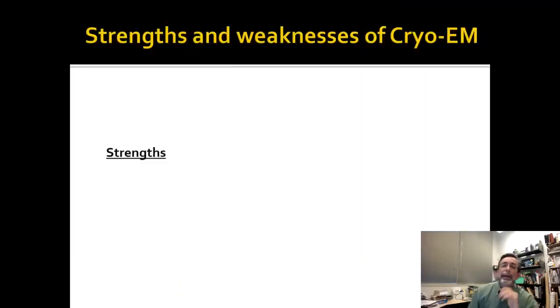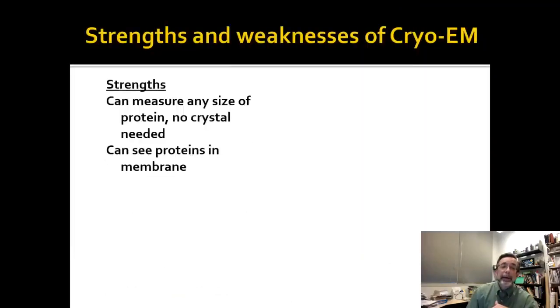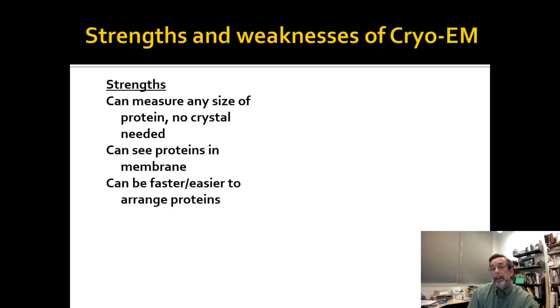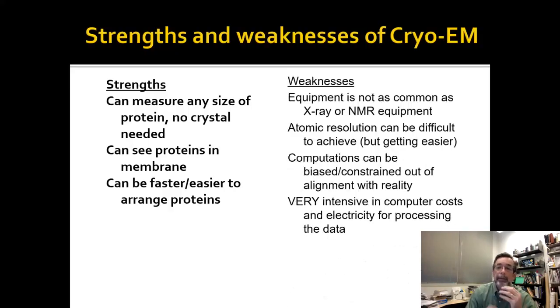So cryo-EM does have strengths and weaknesses. It can measure any size of protein, no crystal needed. As usual, big ones are harder, but they're possible. It can see proteins in the membrane. It can be faster or easier to arrange proteins. For example, the spike proteins were found by cryo-EM, not by crystallography, definitely not by NMR. They're not even close to the size that would work for NMR.